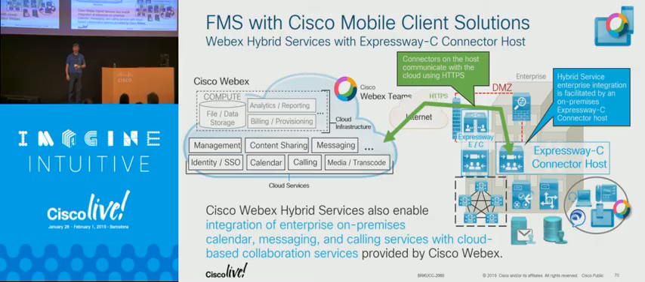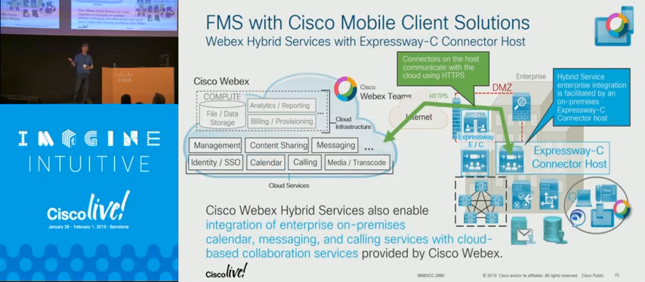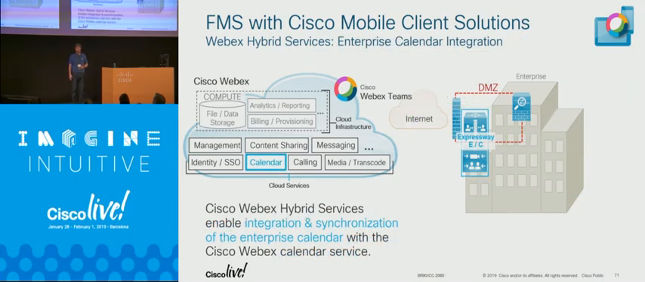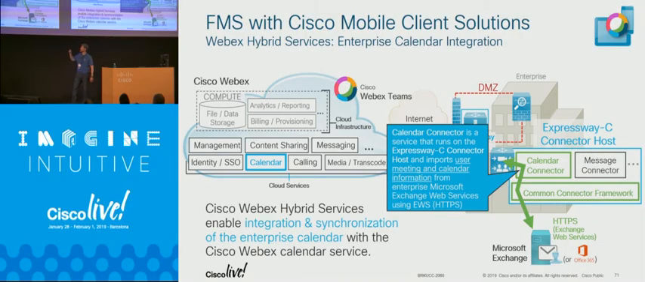So the way that this works is, again, our connector is going to talk HTTPS between on-prem and the cloud, and then it's going to talk in some form or fashion to our back-end applications using appropriate protocols. So first we'll start with the enterprise calendar integration to show you what this looks like. In this particular case, you can see here I've got an ExpressWay-C connector host, and running on that connector host is what we call a calendar connector, and that is what's going to allow us to do an integration between our on-prem calendar and our calendar services running in the cloud for our particular organization.